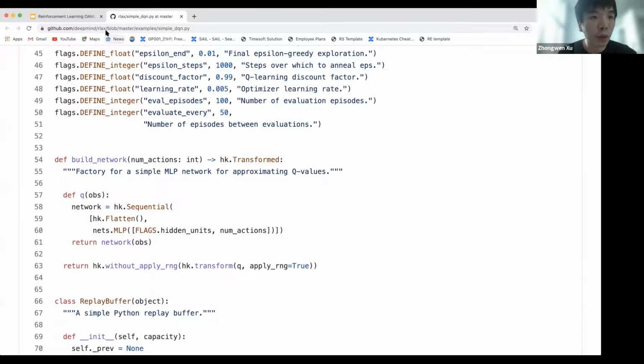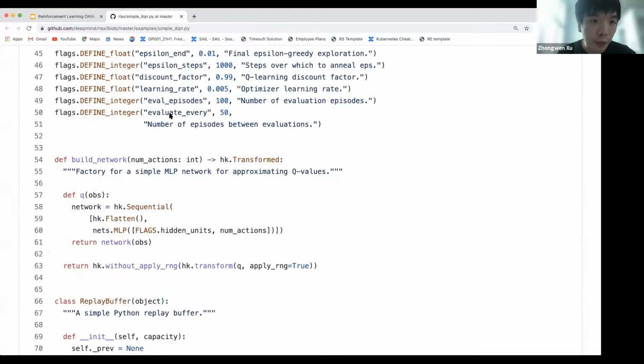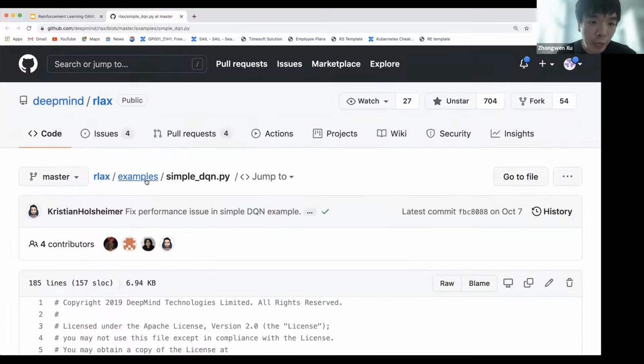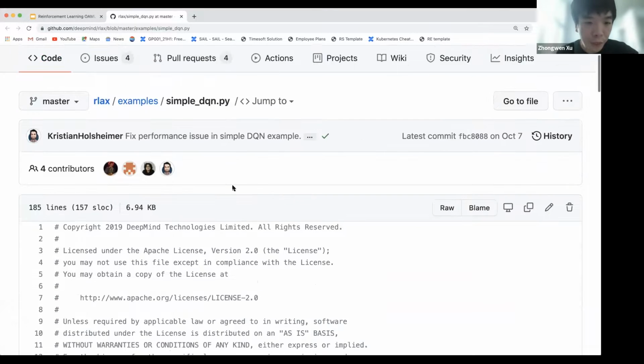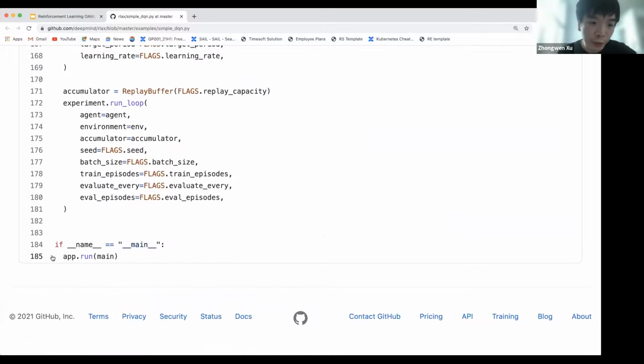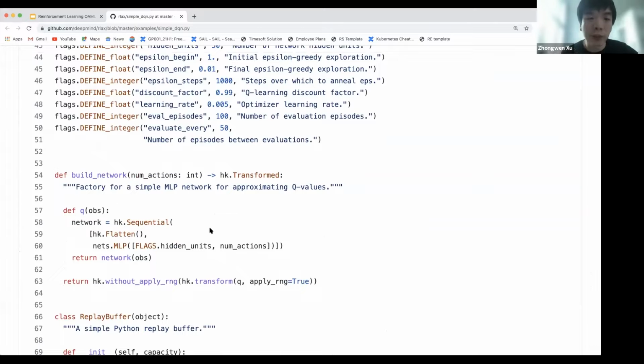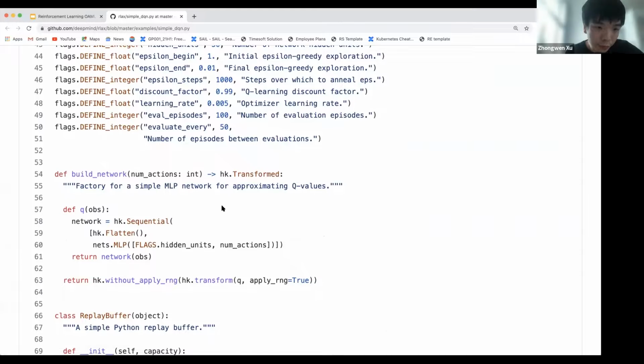You may also go to the link. You can search for Rlax, then go to examples and then simple DQN. It's really complete, however, it's really simple. It's less than 200 lines of Python code, and it really helps you understand the essential parts of building a deep reinforcement learning agent.